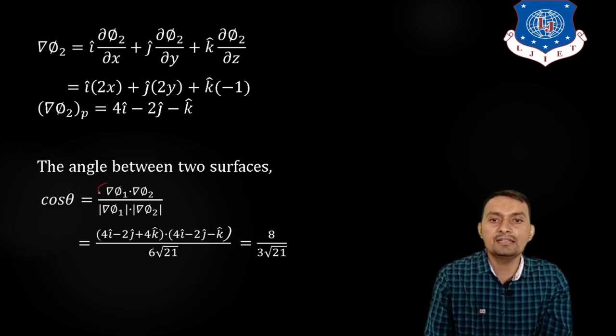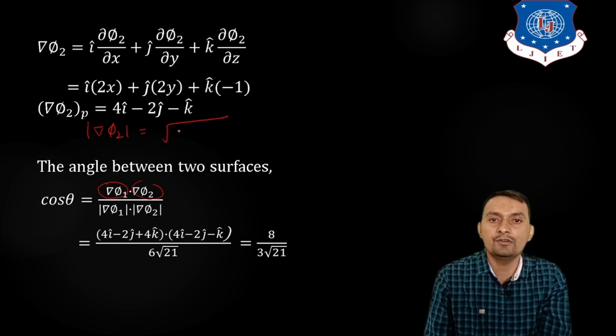Whatever we have for grad phi1 and grad phi2, just replace it. If I find grad phi2, it will be 4 squared, that is 16, minus 2 squared, that is 4, minus 1 squared, that is plus 1. So this is under root 21, and the same for grad phi1, that is 6. Whenever I dot i, that is going to be 1, i dot j is 0, and i dot k is 0. So we get 4 into 4, that is 16, then minus 2 into minus 2, that is plus 4, and 4 into minus 1, that is minus 4.